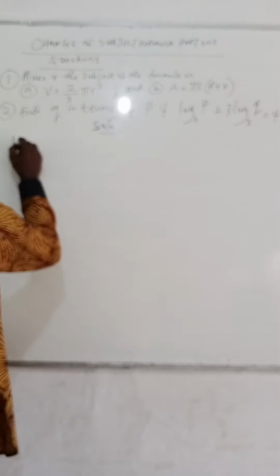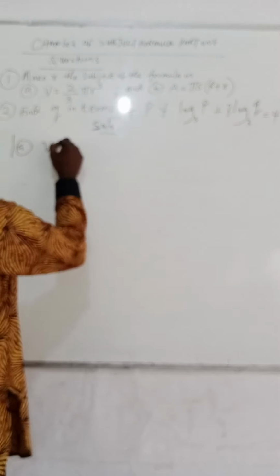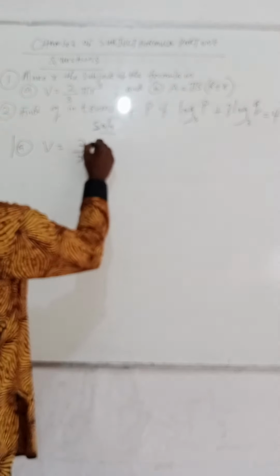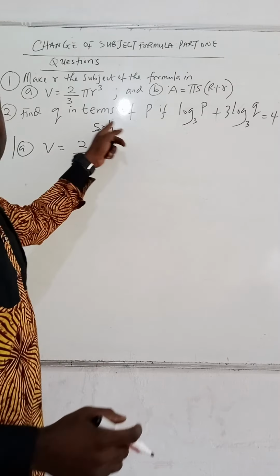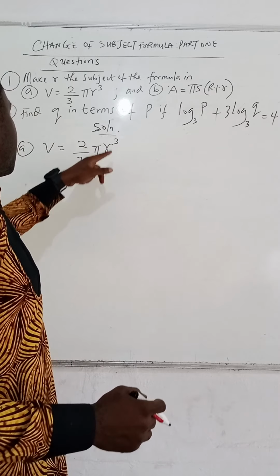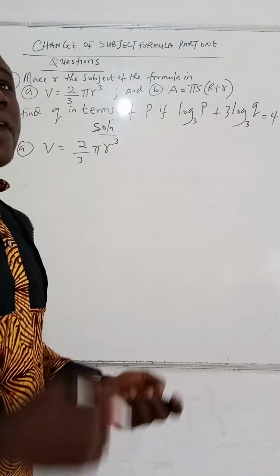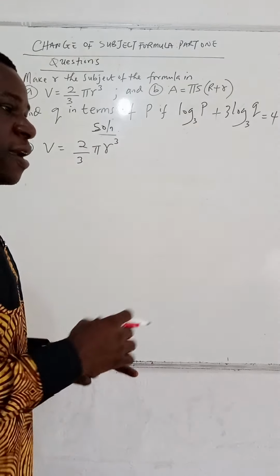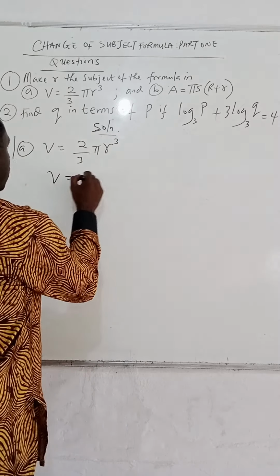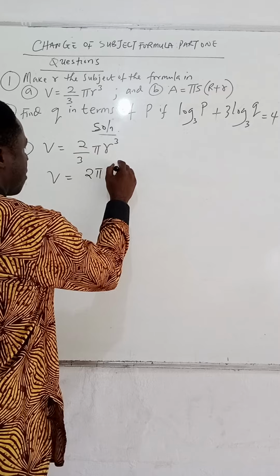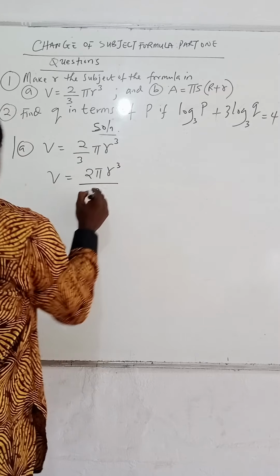Question 1a is that V equals 2 over 3 pi r cubed. To solve this, we have to multiply this term with the numerator so that we have a clear distinction between the numerator and the denominator. So we have V equals 2 pi r cubed over 3.